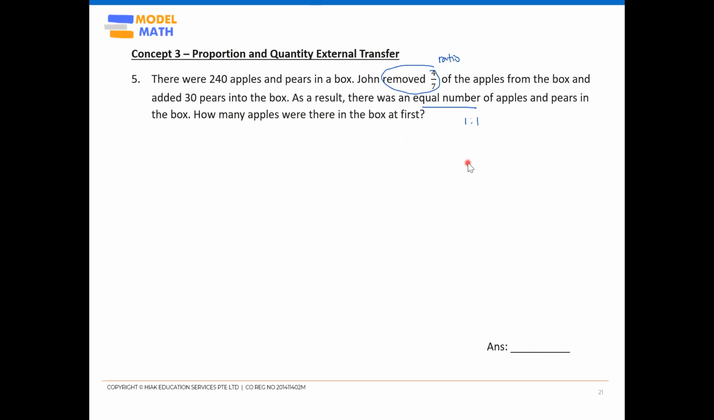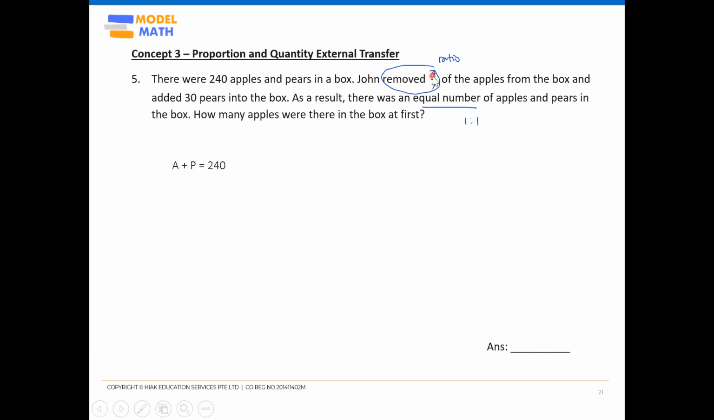Record down before, change, after. So record down your information first. Record down the data first. Do not rush into solving the question. Okay, so at the beginning, I have a total of 240 apples and pears. So this is how we record down, A plus P.